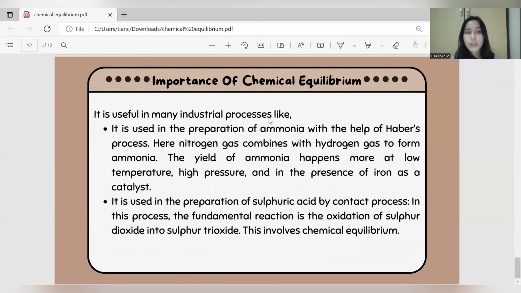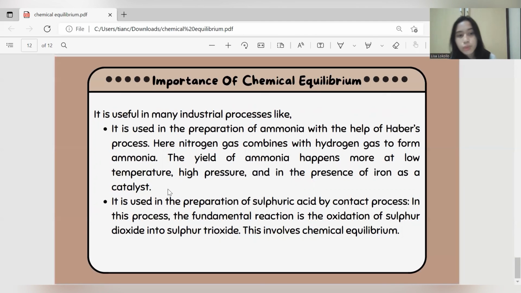And the last topic that we're going to talk about is the importance of chemical equilibrium. Chemical equilibrium is useful in many industrial processes, like the preparation of ammonia with the help of Haber's process. Here, nitrogen gas combines with hydrogen gas to form ammonia. The yield of ammonia is higher at low temperature, high pressure, and in the presence of iron as a catalyst.